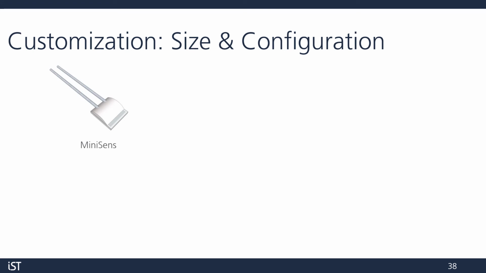First up, we have the mini-sense. At 1.2 by 1.6 millimeters, this is one of our smallest chips. It's optimal for applications where space is limited. Just like with any other RTD, we can directly weld long lead wires.